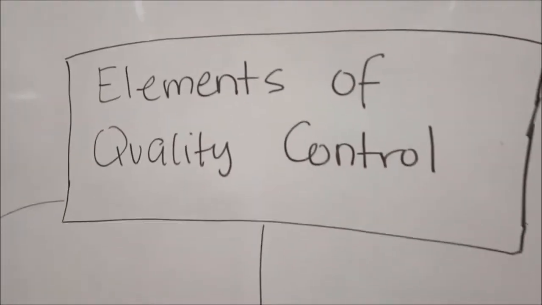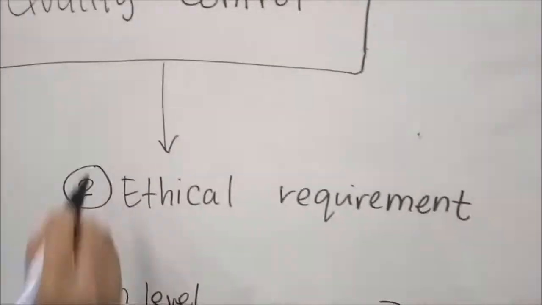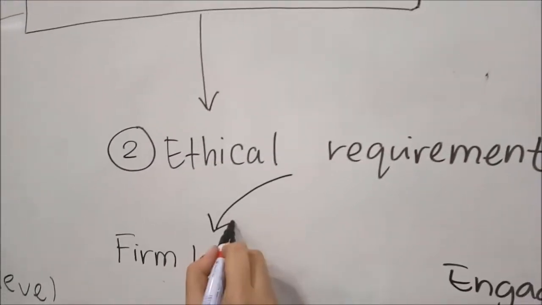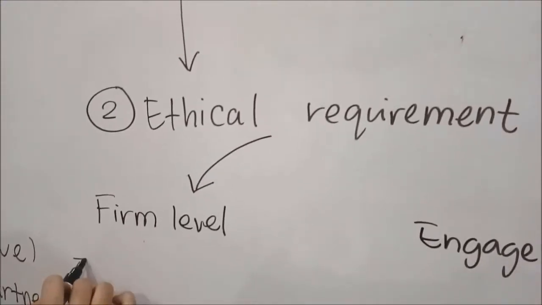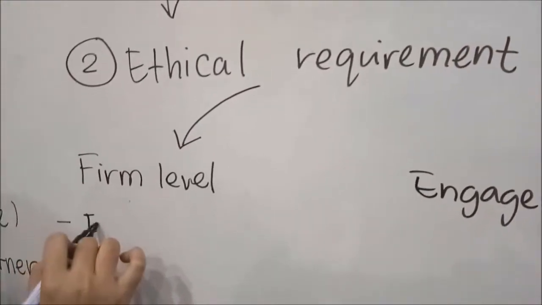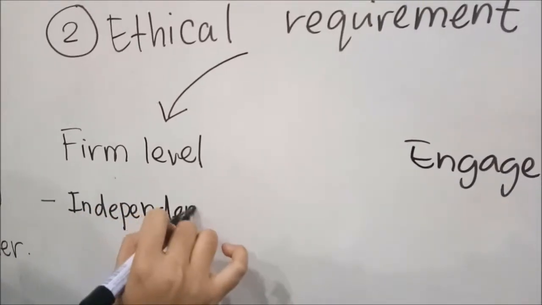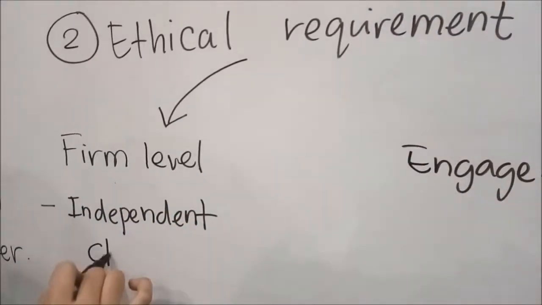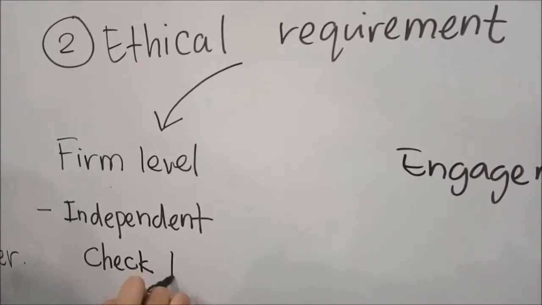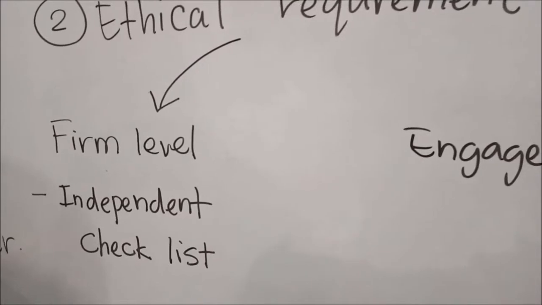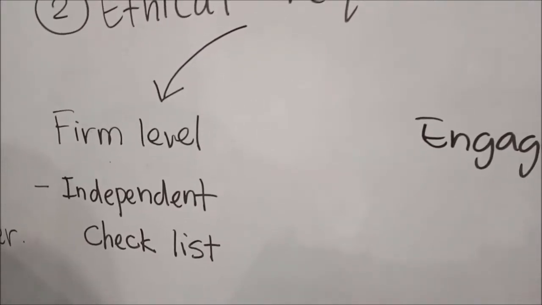The second element of quality control is ethical requirements, in which there must be an independence checklist. Under the firm level, it is to ensure fundamental principles of ethics are complied with. For example, to address independence issues, firms should put in place policies and procedures to identify and evaluate threats to independence and take necessary actions.